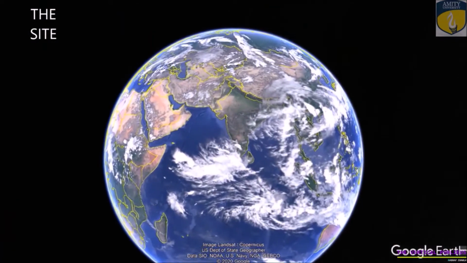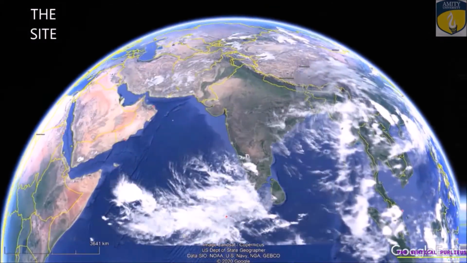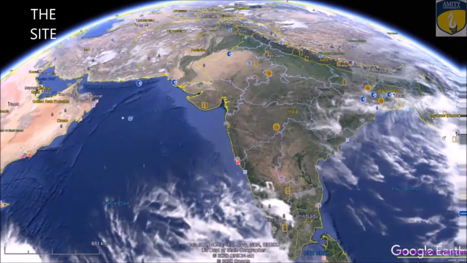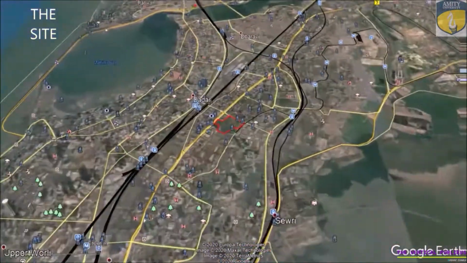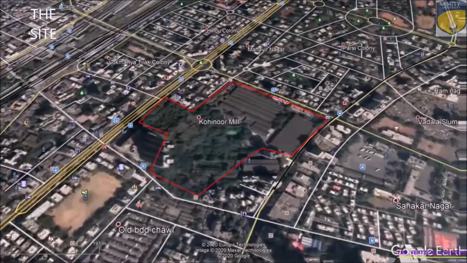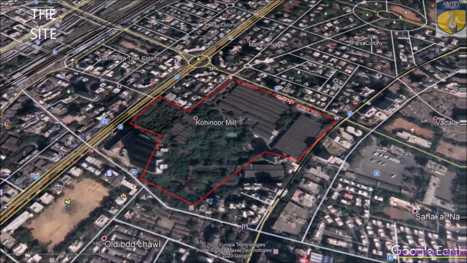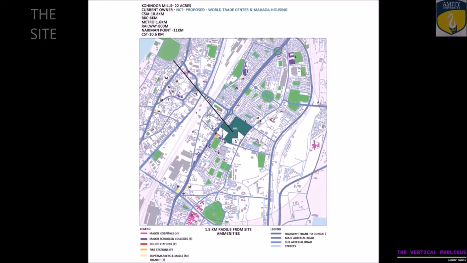Now, the site chosen for this project is the skyscraper capital of the country, the city of Mumbai. The site is located in the heart of the city, the defunct Kohinoor Mills compound. The site was previously owned by Kohinoor Mills, then sold to NTC, which has proposed here a World Trade Center and a housing complex. The site has many important factors, such as the Dadar suburban railway station just 1 kilometer away, and the monorail station which is 500 meters away towards the southern side of the site.